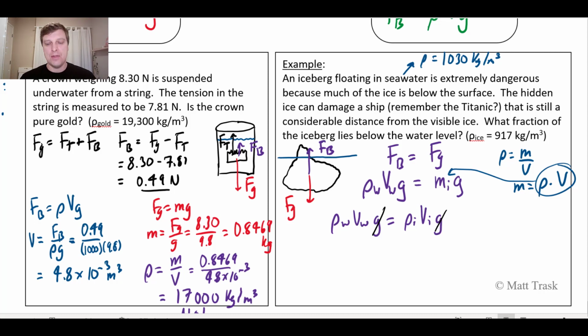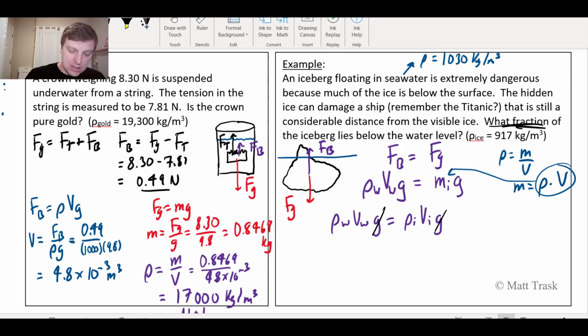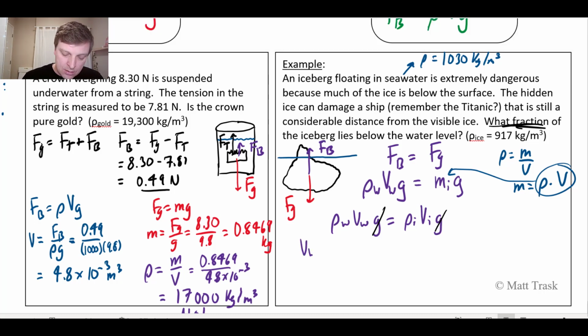I didn't actually stop and think about this too much, but the question is asking what fraction of the iceberg lies below water level. So I could rearrange this equation to say that the volume of water divided by the volume of ice is going to equal the density of the ice divided by the density of the water. And this is actually the answer I'm looking for, because this is the ratio of submerged ice to total ice.